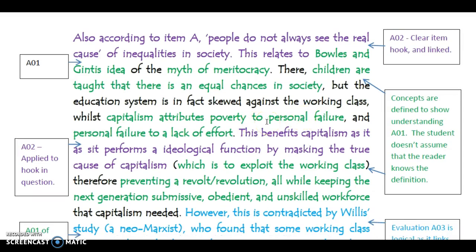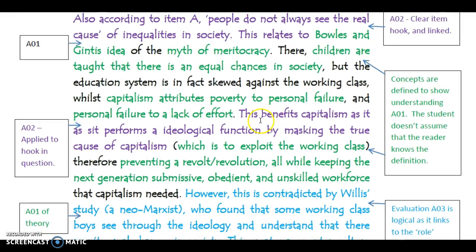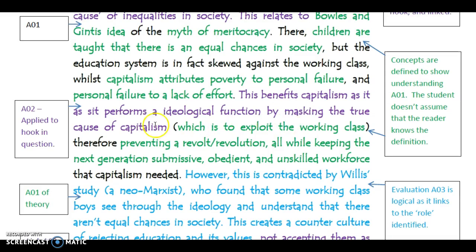Capitalism is attributing poverty to personal failure. Personal failure is a lack of effort. So it's making these students believe that meritocracy exists, and when they fail it's their own fault, not that the system is skewed. And then the student links it to the second part of the question. Why is it so important that this myth of meritocracy exists? Because it benefits capitalism. It's performing this ideological function, masking the true cause of capitalism, which, and again it backs it up with a bit of knowledge, is to exploit the working class.